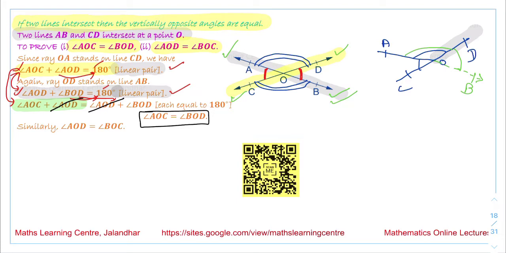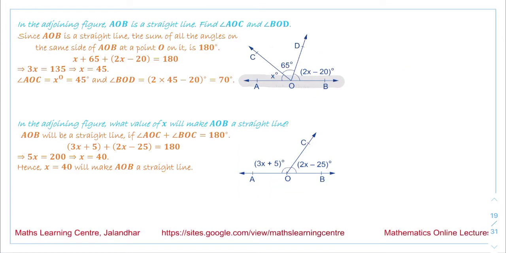Now in the next question, it is given that AOB is a straight line, and we have to find the angles. This is x, this is given 65, this is 2x minus 120. So if this is a straight line, it means the sum of these angles, x plus 65 plus 2x minus 20, will be equal to 180 degrees, because the sum of the angles that lie on a line is 180. We have seen this in the theorem.